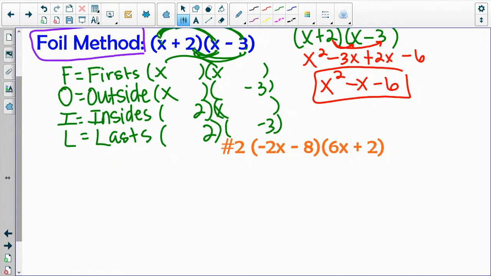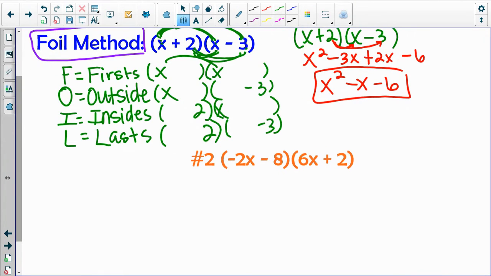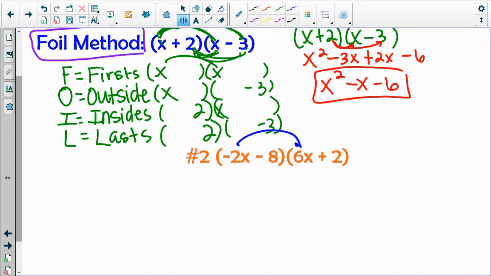Will you please write down this number 2? We got negative 2x minus 8 times 6x plus 2. The FOIL method just helps you remember to multiply everything together. So our firsts, what are we going to get on the firsts? Negative 12x squared. Good, negative 12x squared. Okay, our outsides, Kennedy, what would we get on the outsides?